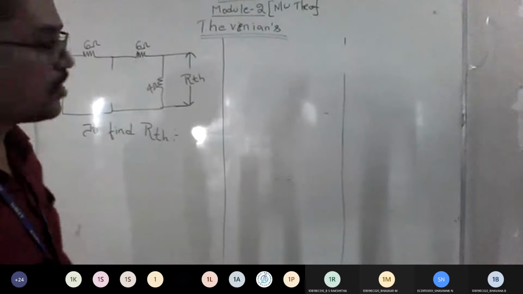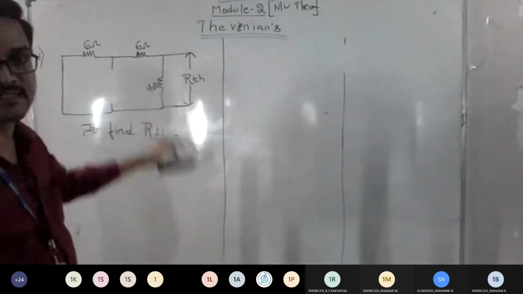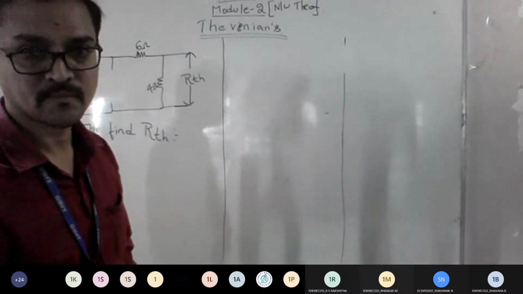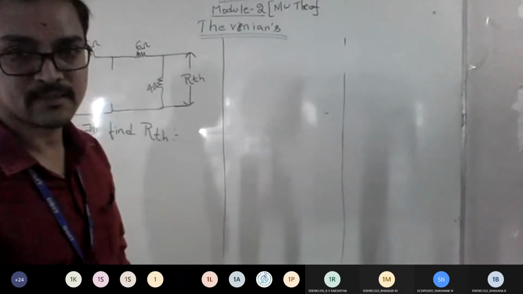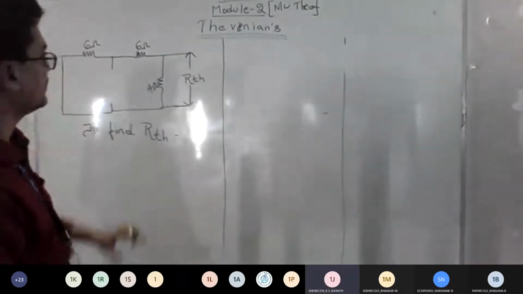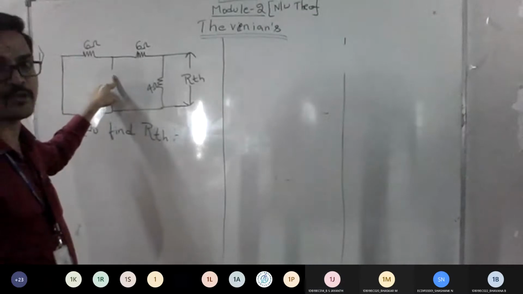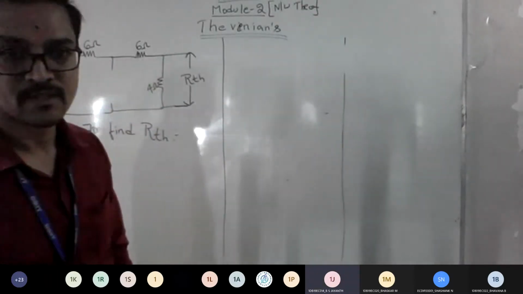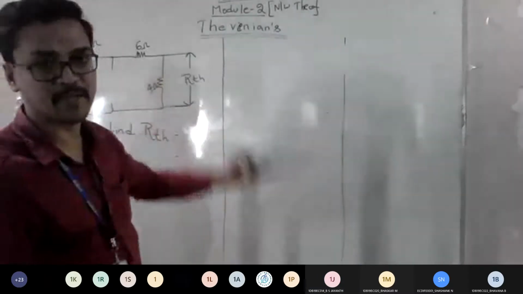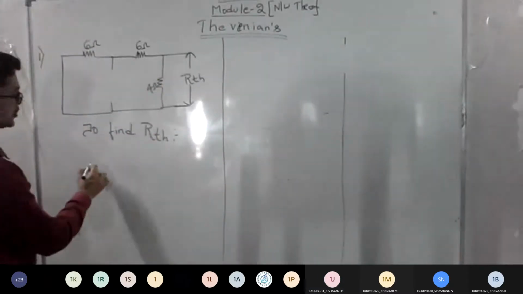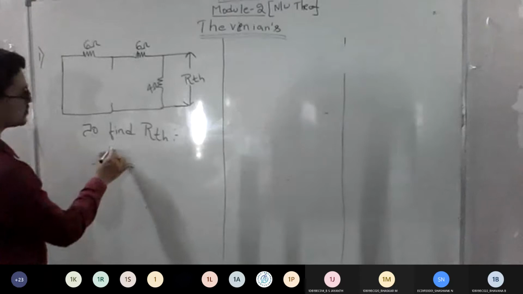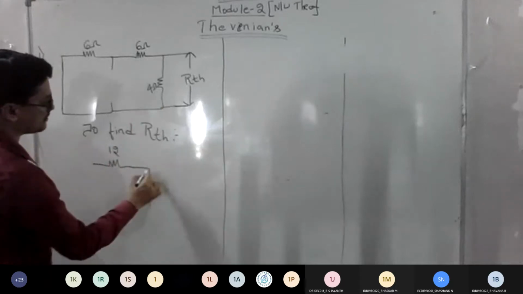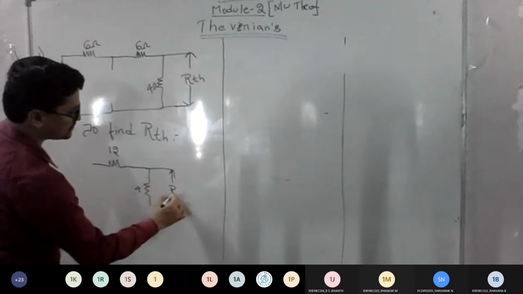Yes, sir. Now what will happen for the 6 and 6? Is it series or parallel? Series. It becomes series because here there is no flow of current. I have an open circuit, which means the same current will flow here also, right? Yes, sir. So I can write 6 plus 6. This branch becomes 6 plus 6, 12, and this is in parallel with the 4 because there is a junction here.